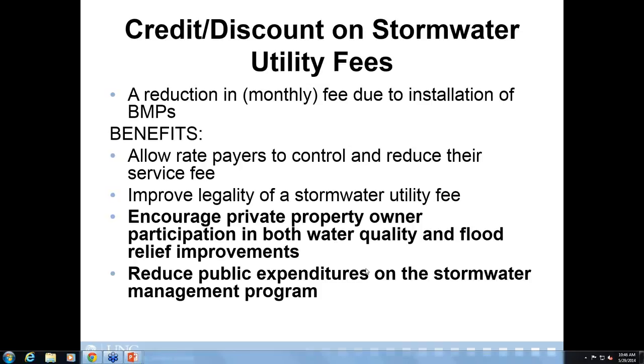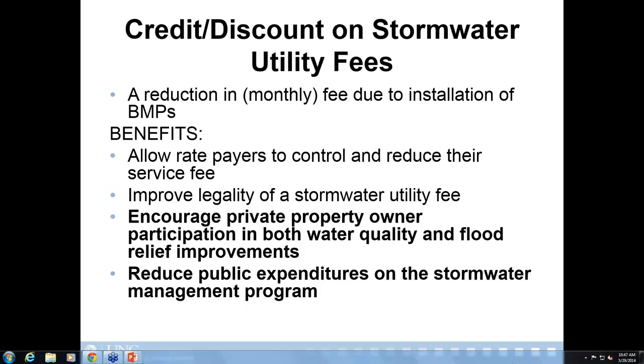Also, it improves the legality of a stormwater utility fee, and that's really important, especially in places like Georgia. We've seen a lot of cases come up across the country where a stormwater utility fee was challenged because it didn't have a credit program or a discount program. It also encourages private property owner participation in both water quality and flood relief improvements. It reduces public expenditures on the stormwater management program because, again, the private property owner is installing some of these BMPs and taking some of the fiscal responsibility away from the local government.